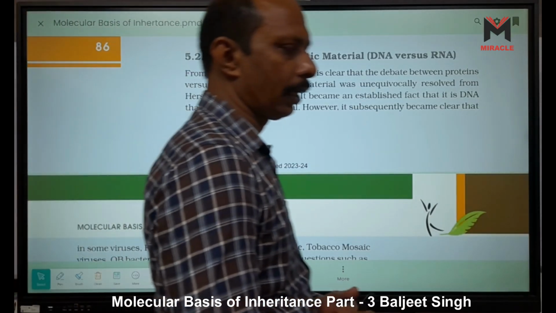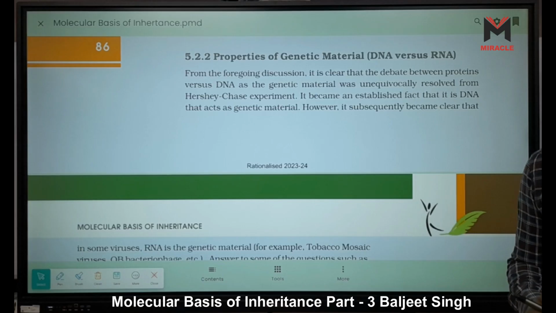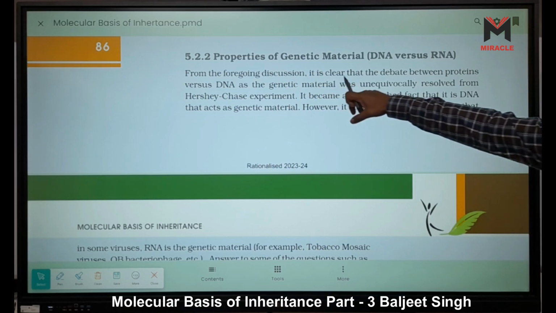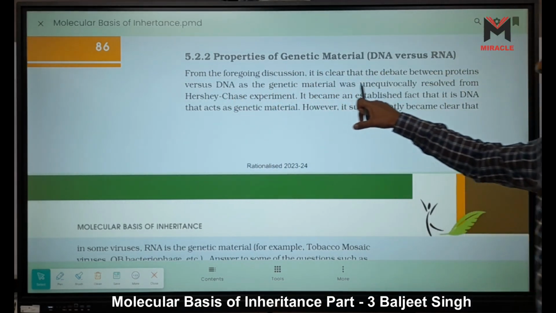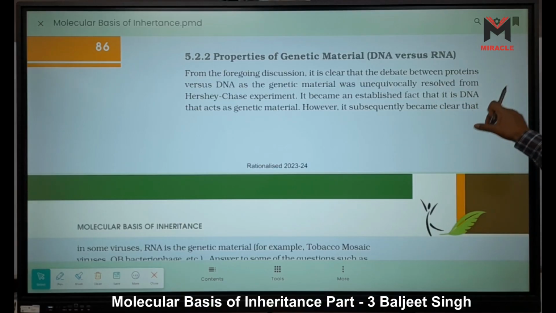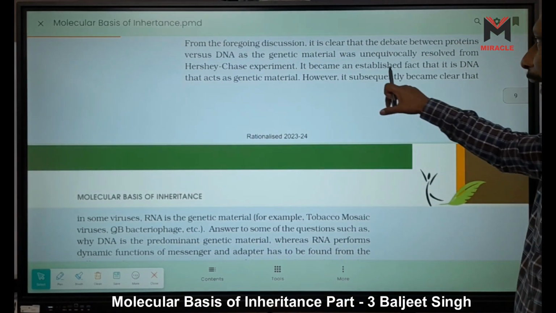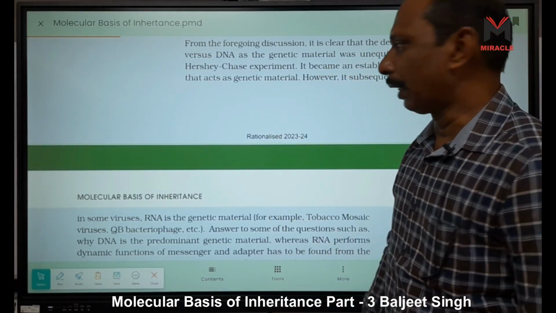Properties of genetic material. Now DNA versus RNA. What are the properties which are essential for genetic materials? We have 4 properties which are discussed here. From the foregoing discussion, it is clear that the debate between protein versus DNA as the genetic material was unequivocally resolved. From the Hershey-Chase experiment, it becomes an established fact that it is DNA that acts as genetic material.